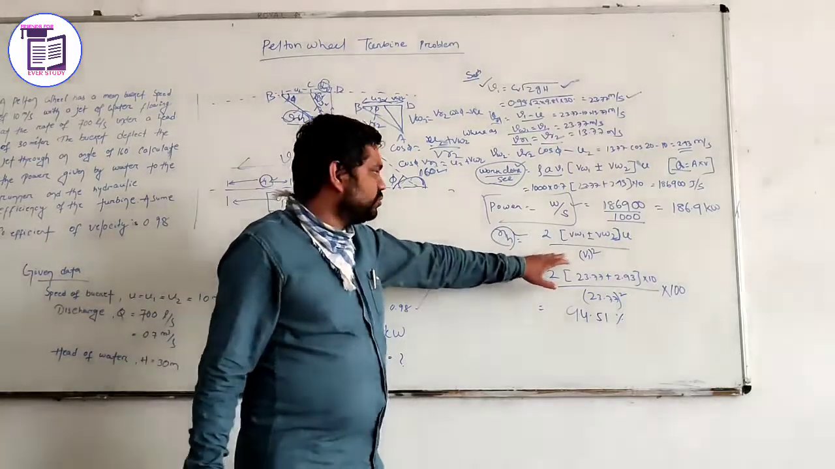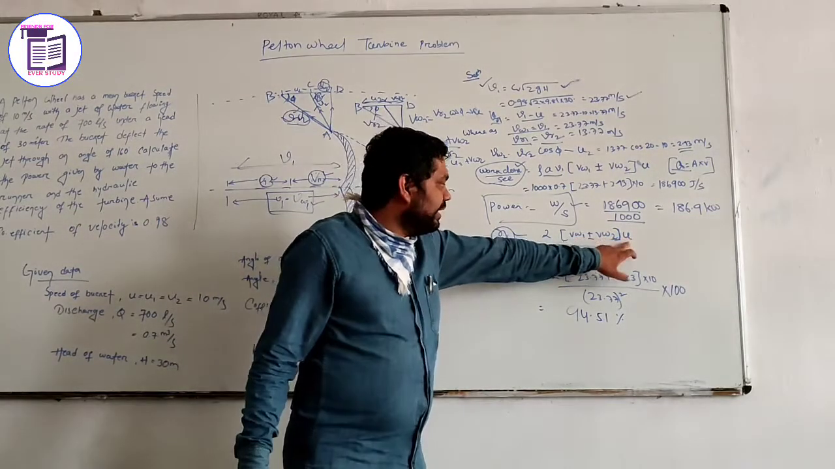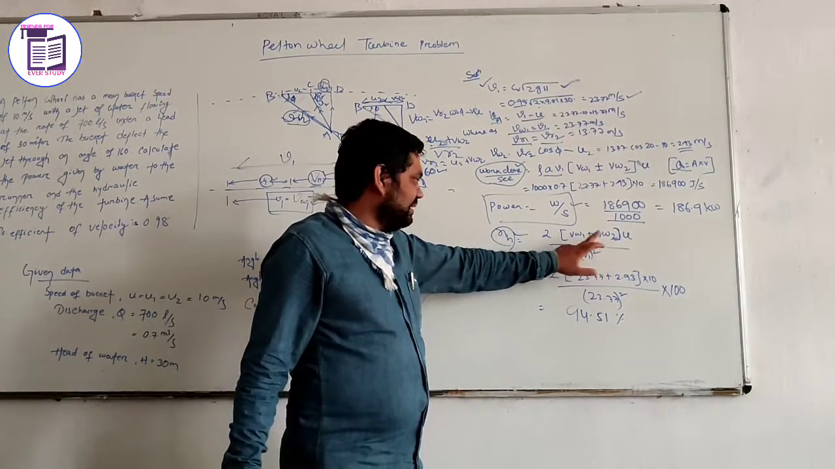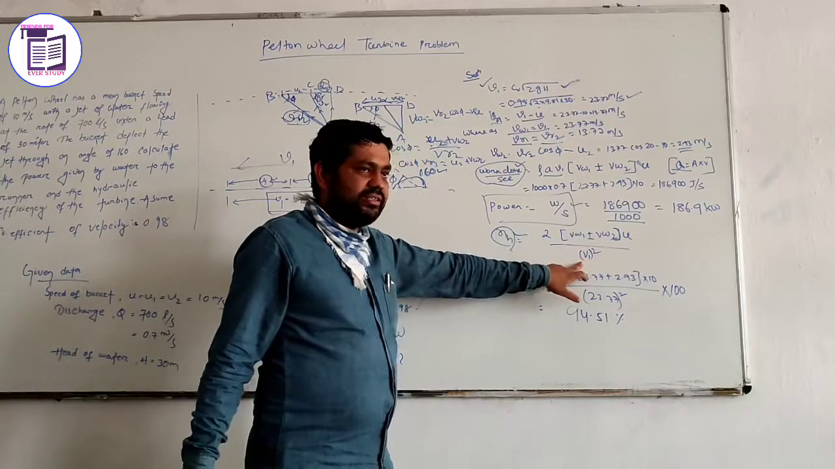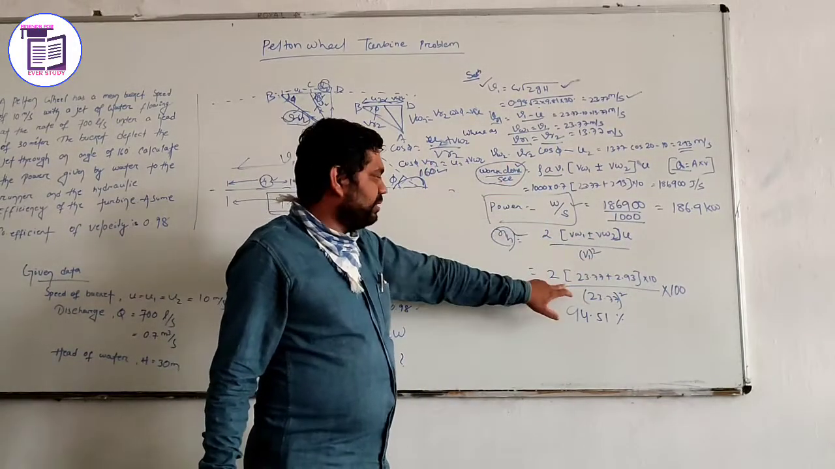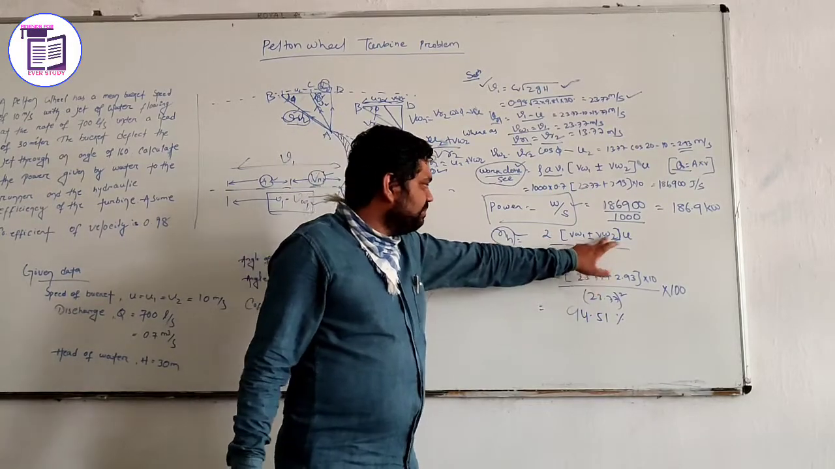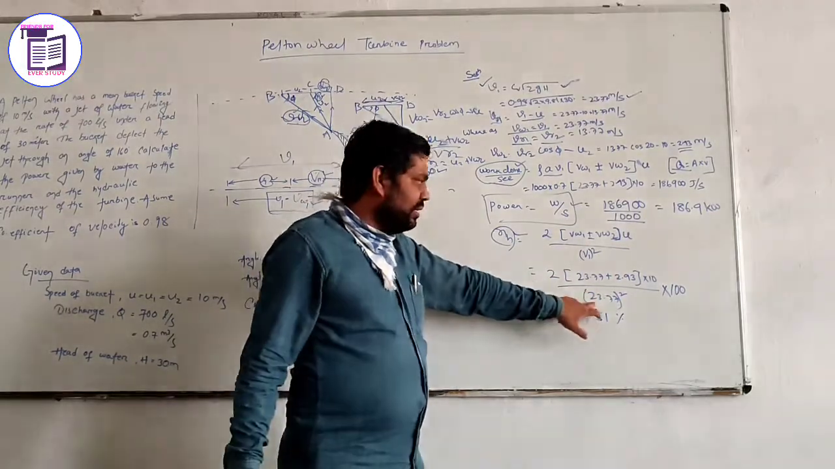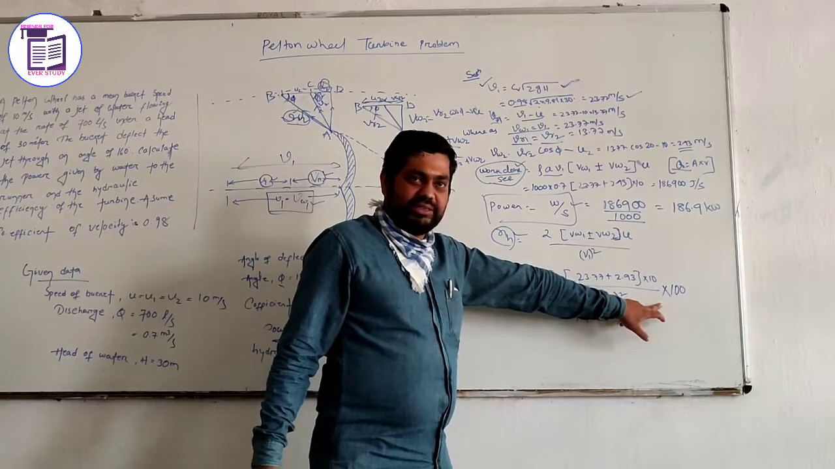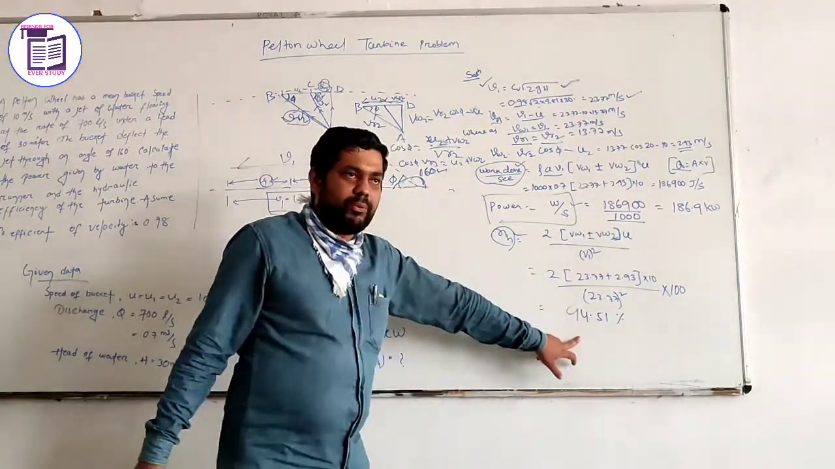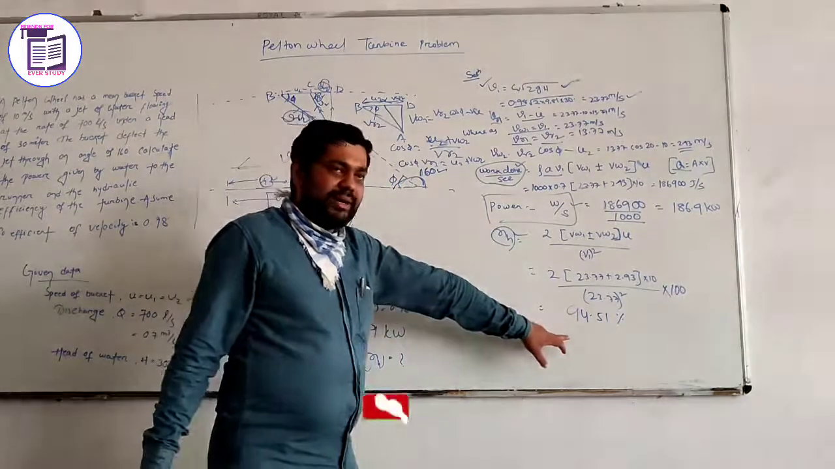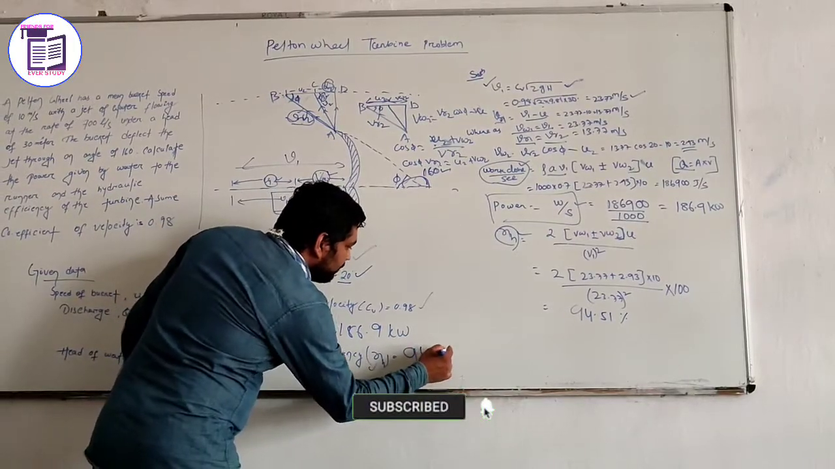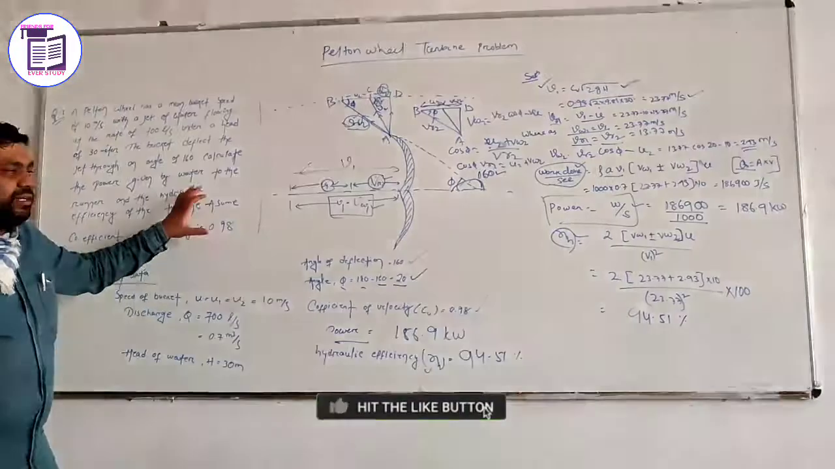The efficiency formula is already discussed: 2 into VW1 plus or minus VW2 into U by V1 square. VW1 is your inlet whirl velocity, VW2 is your outlet whirl velocity, U is your wheel velocity, and V1 is your inlet velocity. Now putting all the values you know, VW1 is 23.77, VW2 is 2.93, and V1 is 23.77 because VW1 is equal to V1. After getting this, multiply by 100 to find the efficiency in percentage. Now the value is 94.51%. This is the hydraulic efficiency of your problem. So you will find the efficiency is 94.51%. So this is all about your Pelton wheel turbine problem.